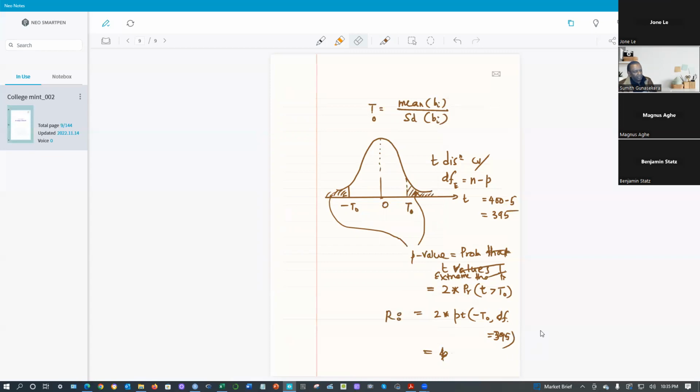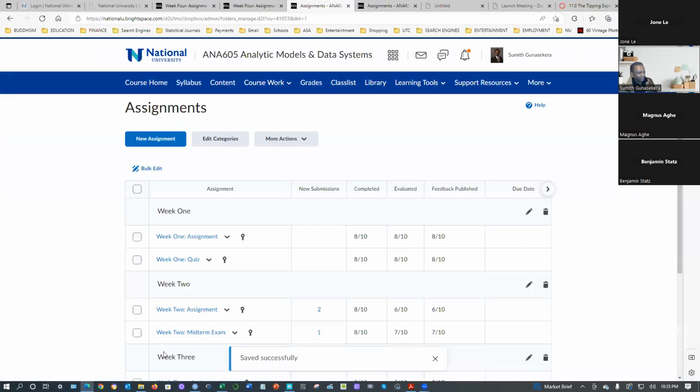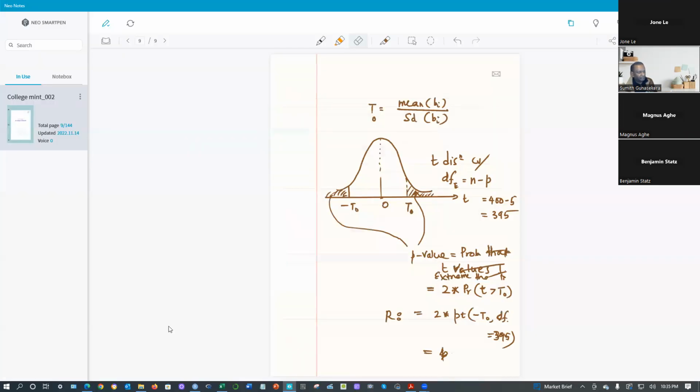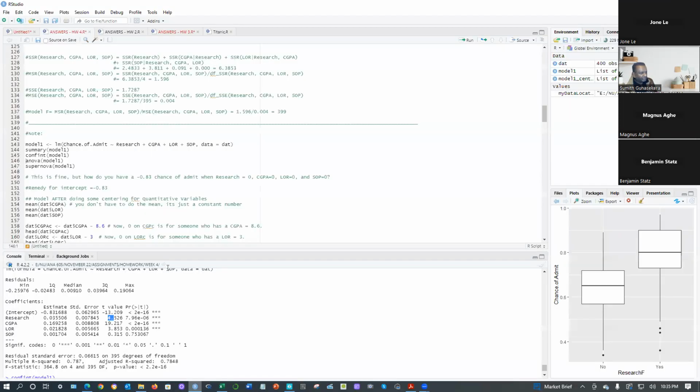See, that's the one where you see the p-value. Look at the p-value, it's extremely 0. Since the p-value is extremely 0, you can simply say reject H0. The p-value is almost 0.